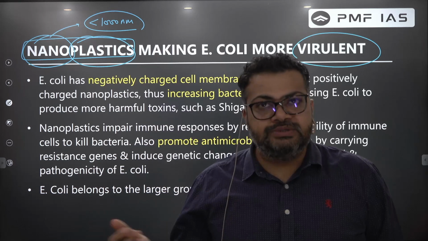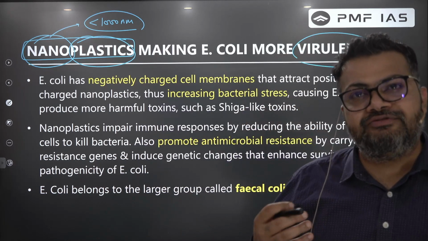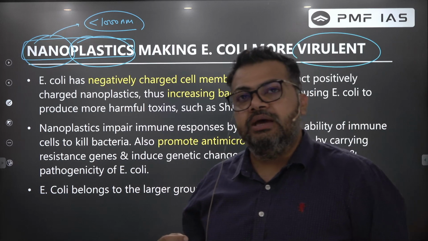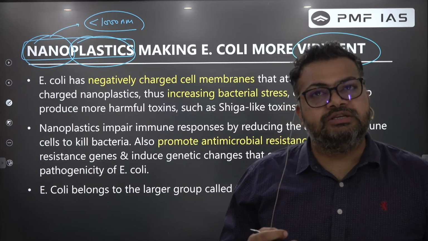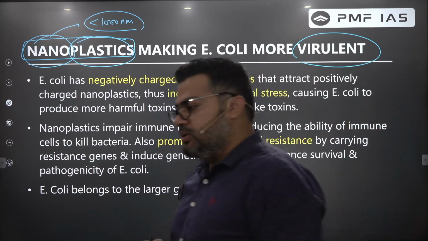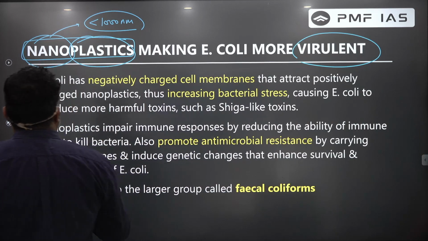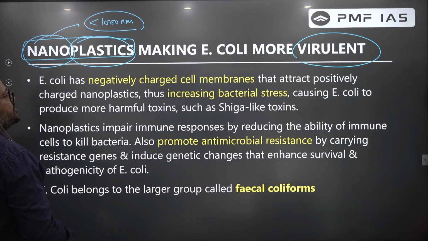It is now being observed very much, and we have found nano and microplastics reaching as close to us as the human blood and the mother's milk. We have found nanoplastic traces. So plastic particles which are less than 1000 nanometers in size, we call them nanoplastics.